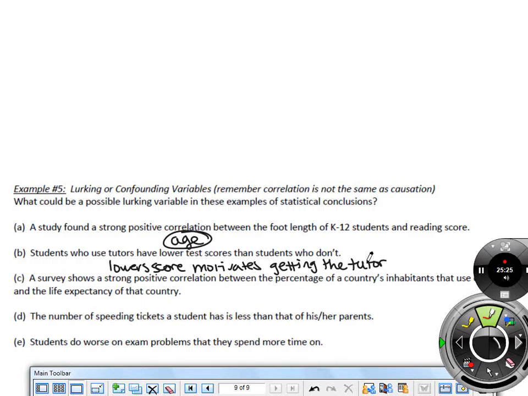Okay, a survey shows a strong positive correlation between the percentage of a country's inhabitants that use cell phones and the life expectancy of that country. So like the more people that use cell phones, the longer you live, people. Everybody get on your cell phone. Okay. What do you think is happening there? Look at what they looked at. A country's inhabitants. So the countries whose inhabitants used more cell phones had longer life expectancy. And so they're saying, you know what, use your cell phone more, you live longer. Kenny?